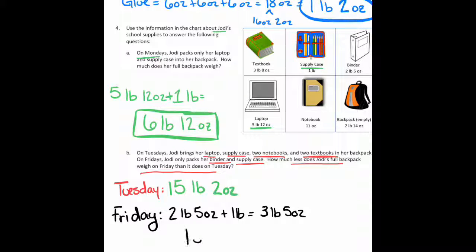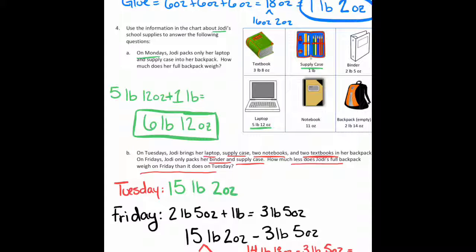And now we've got to subtract the two to figure out the difference in the weight. So I'm going to say 15 pounds and 2 ounces minus 3 pounds and 5 ounces. Can't subtract it like it is. I don't have enough ounces on the left, so I'm going to split 15 pounds into 14 pounds and 16 ounces with those two, which would be 14 pounds and 18 ounces minus 3 pounds and 5 ounces, which altogether would leave me with 11 pounds and 13 ounces.